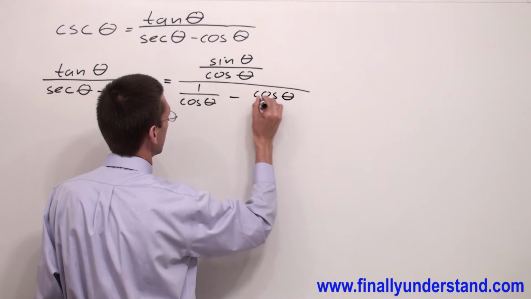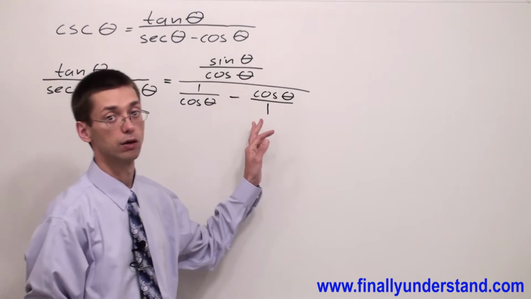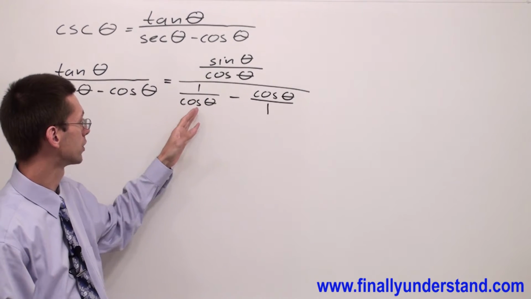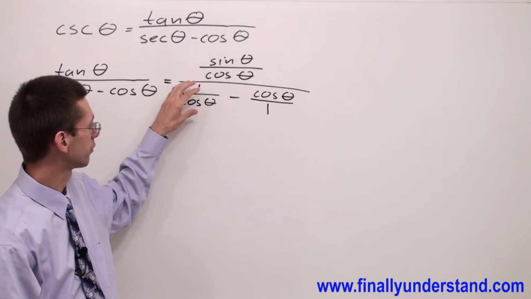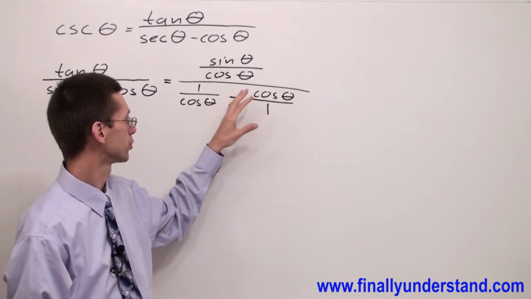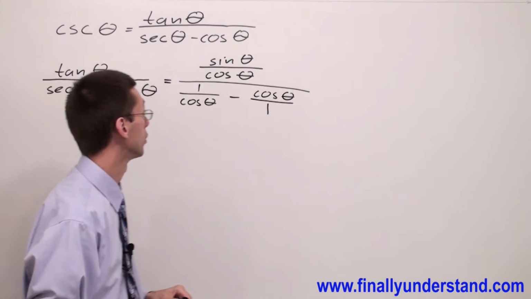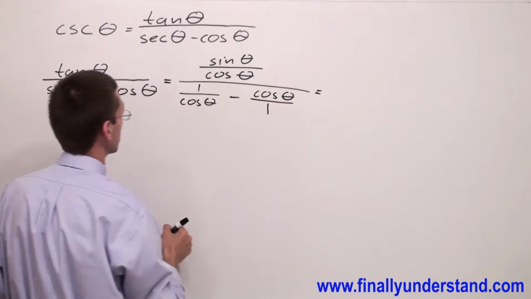cosine theta over 1. Someone is going to ask why I wrote cosine theta over 1, because I have fraction 1 over cosine theta, and I'm going to try to subtract from this fraction cosine theta, so it's going to be comfortable for me if I'm going to convert this cosine to fraction also. So let's take a look what we're supposed to do next.